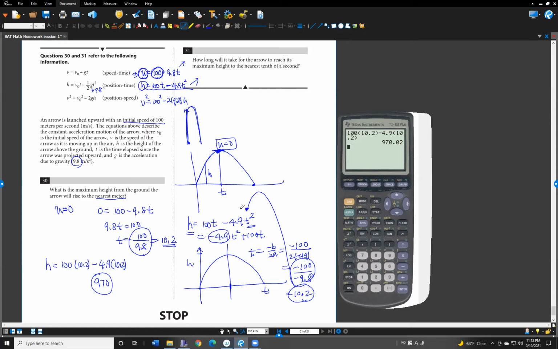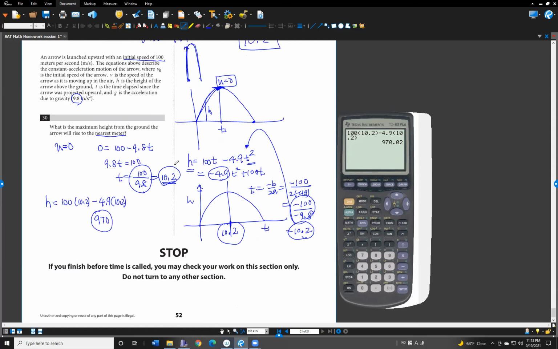If you don't like physics, that's okay. The next one: how long will it take for the arrow to reach its maximum height, to the nearest tenth of a second? To reach the maximum height, 10.2 is the answer. This is 10.2, which reaches the maximum height. To the nearest tenth of a second, 10.2 is the answer. That's all.